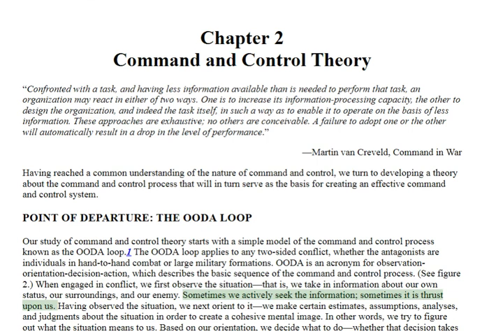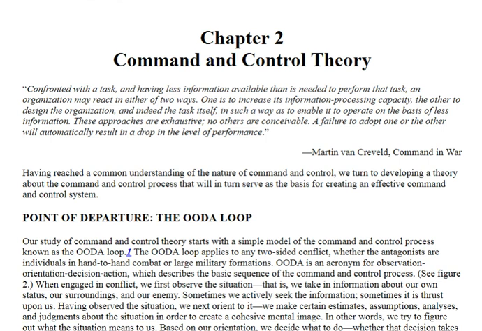Sometimes we actively seek the information, sometimes it is thrust upon us. Having observed the situation, we next orient to it to make certain estimates, assumptions, analyses, and judgments about the situation in order to create a cohesive mental image. In other words, we try to figure out what the situation means to us. Based on our orientation, we decide what to do. Either that decision takes the form of an immediate reaction or a deliberate plan. Then we put the decision into action.